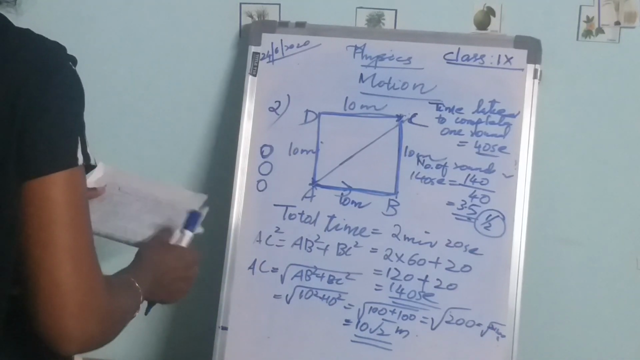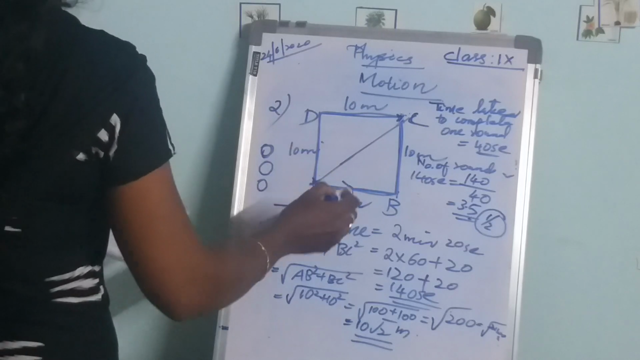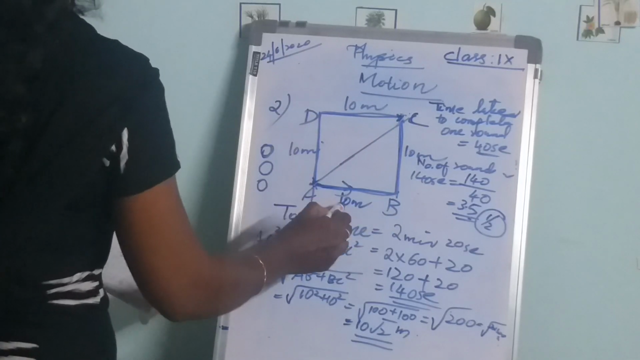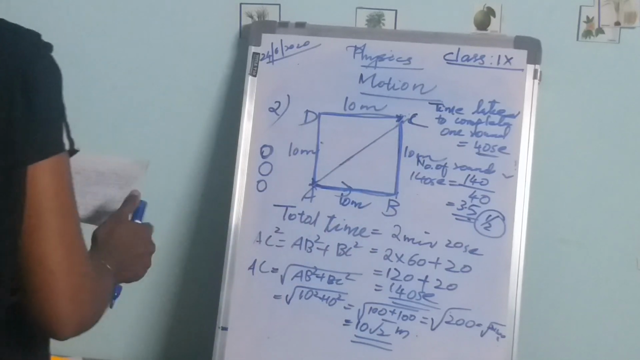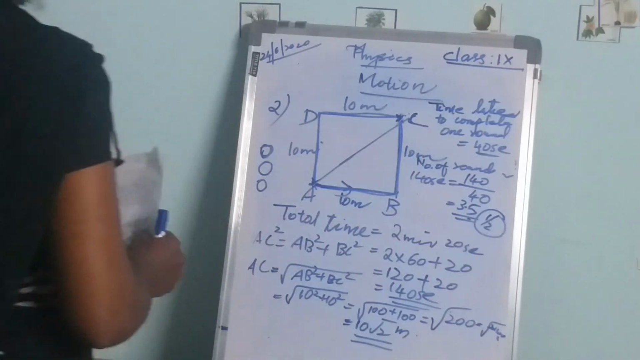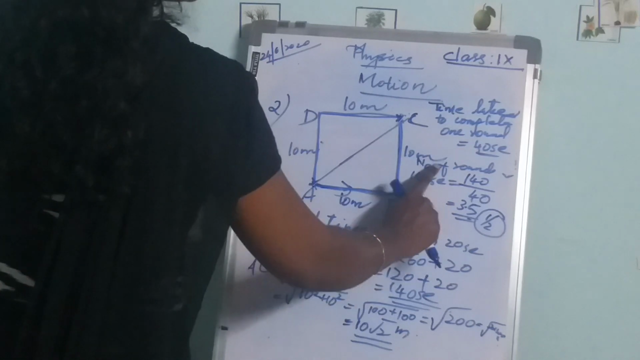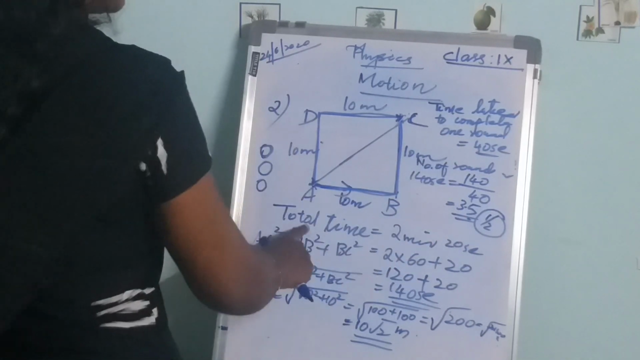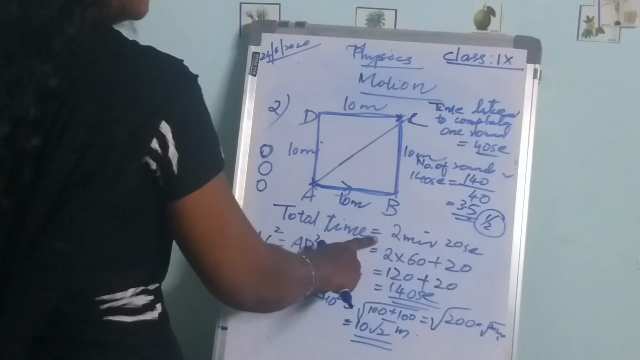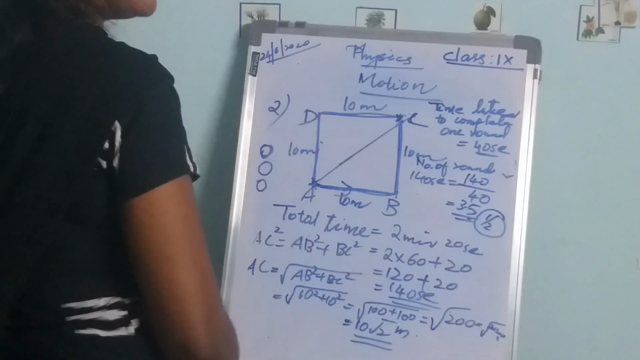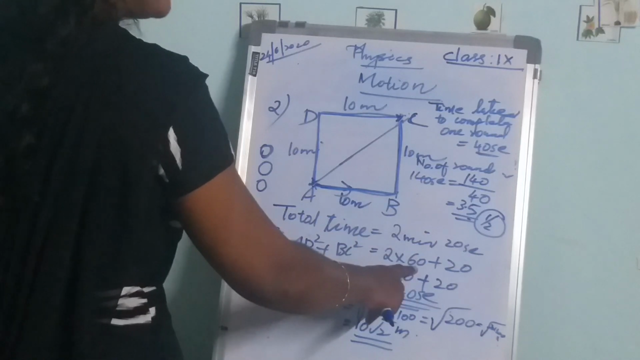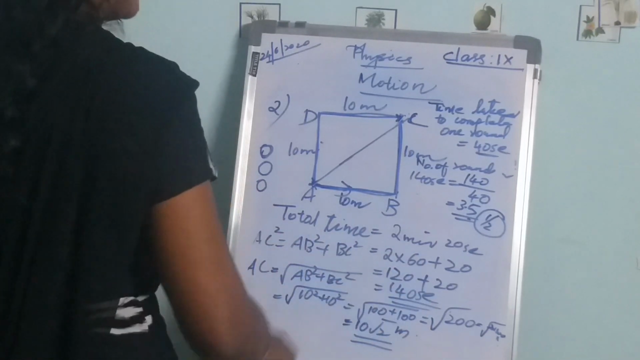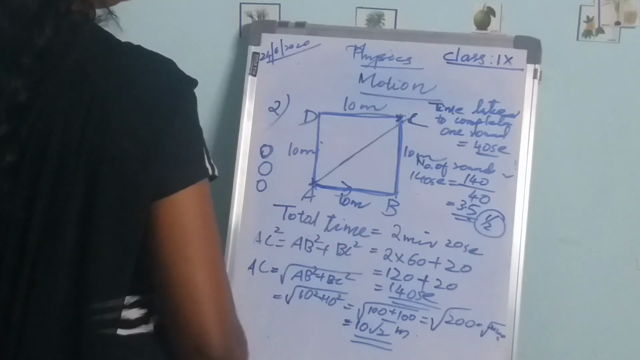Here the farmer moves along the boundary of the square field and its side is 10 meter. Then we have to find the displacement of the farmer at the end of 2 minutes 20 seconds. For that, first we have to write the total time. Total time is 2 minutes 20 seconds. 2 minutes is equivalent to 120 seconds, so 120 plus 20 is 140 seconds. That is the total time.